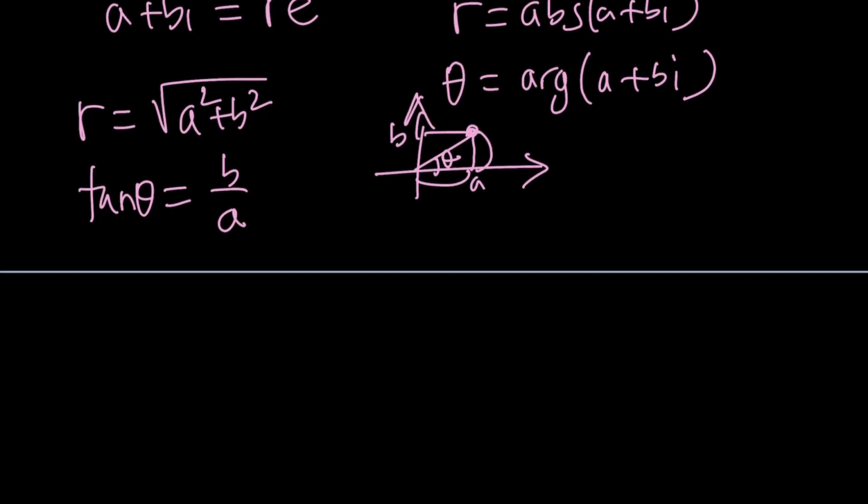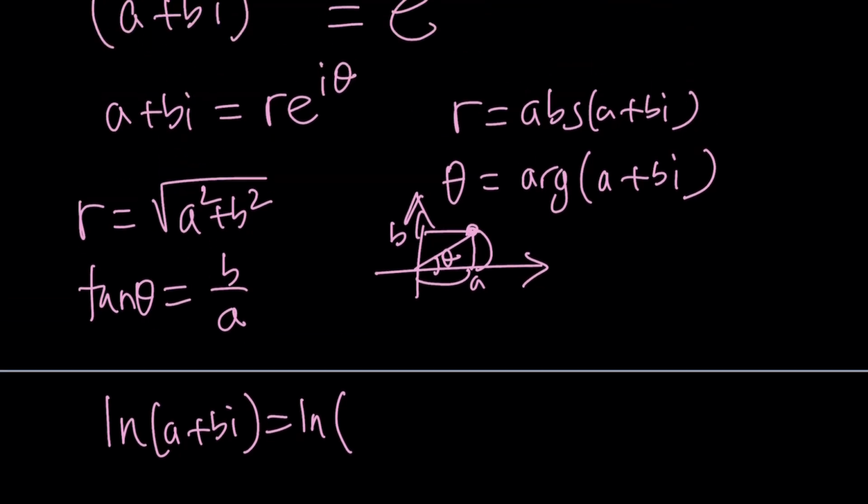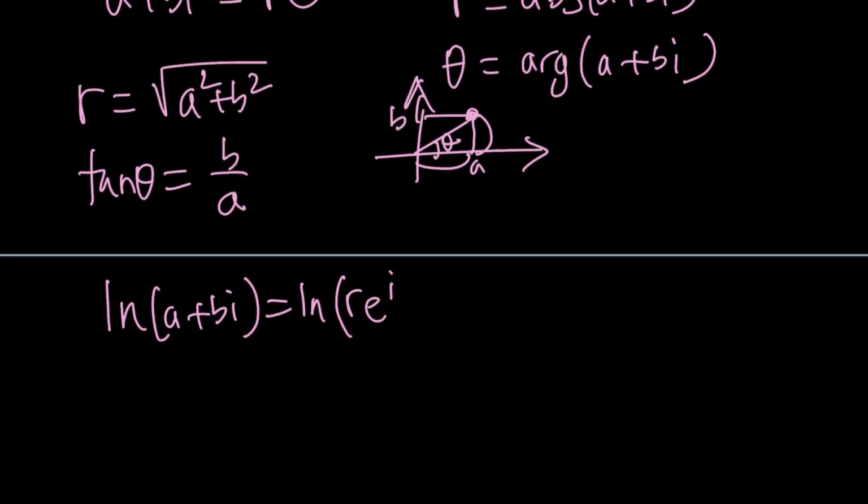So now, when you ln a plus bi, you're basically lning, is that a word? r e to the i theta, which gives you ln r plus i theta. Here, ln r is just a real value, because r is greater than or equal to 0, and you don't want it to be 0 either, so let's keep it positive. Okay? Let's plug it in now.